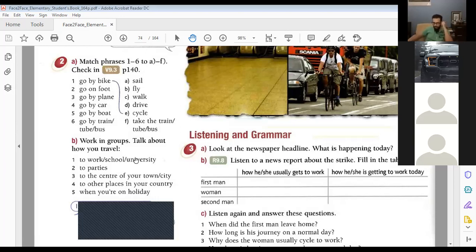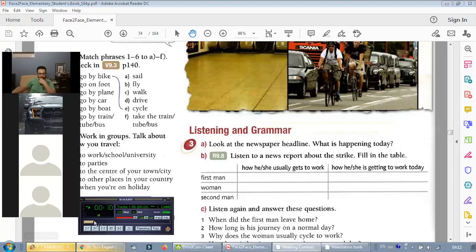Face2face Elementary, CD3. Recording 9.1. Recording 9.7. Are you still working? Doing their home? Traffic isn't moving. At 6:15. Yes, I am. Do you cycle to work every day? Excuse me, sir. Are you walking? Traffic isn't moving at all. At 6:15. That's 3 hours ago.